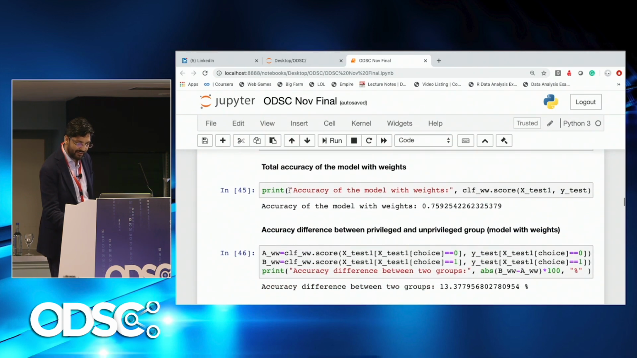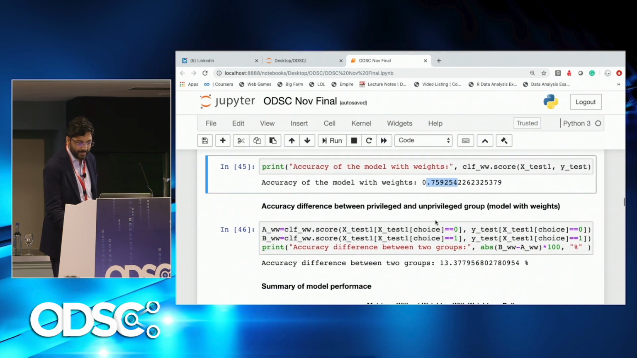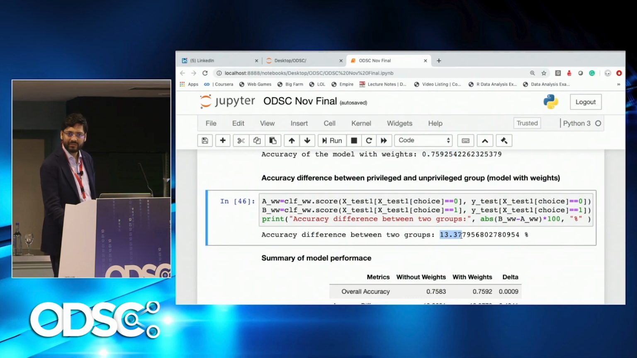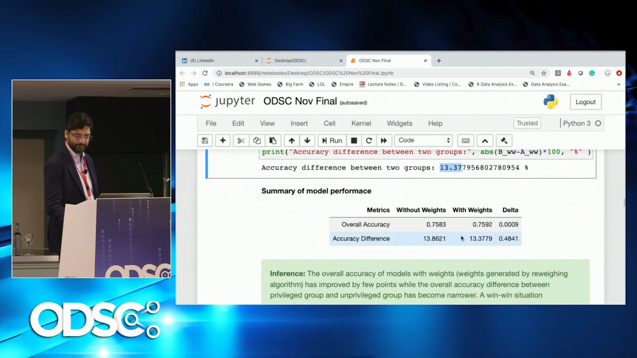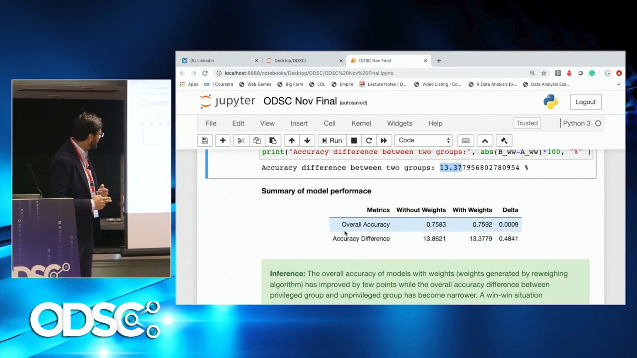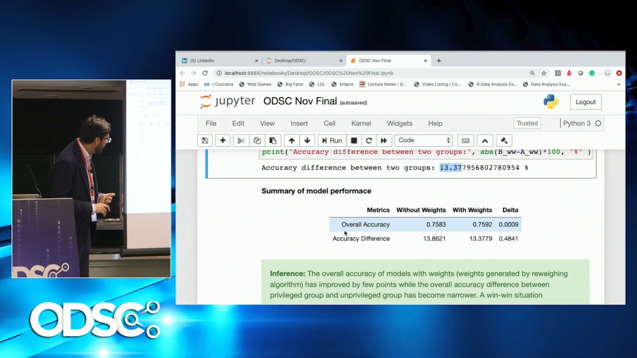Now when I have weights, what is my accuracy? 75.7592, and accuracy difference 13.377. So did it decrease or increase? We don't remember, so here is the table. Without weights, the accuracy is 0.7583, and with weights, it is 0.7592.